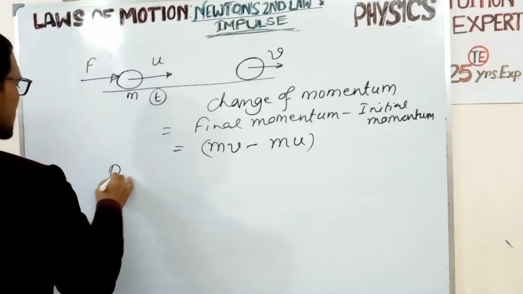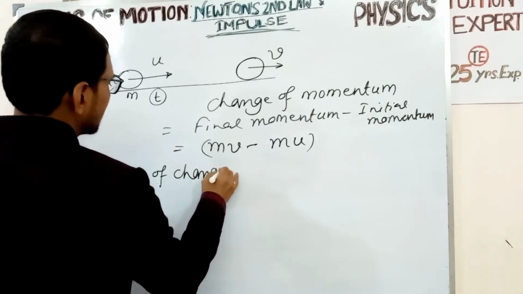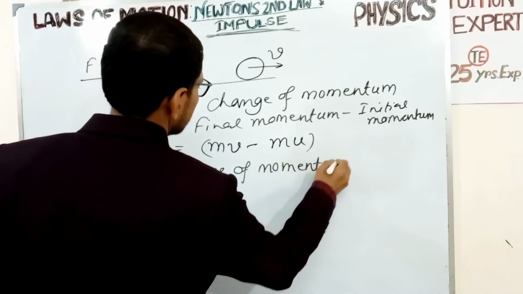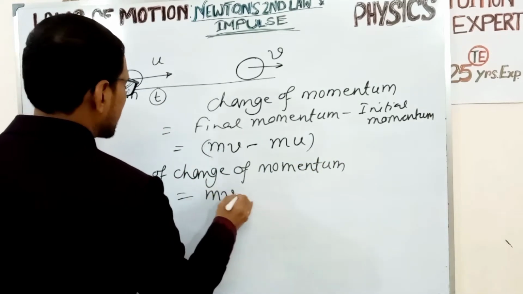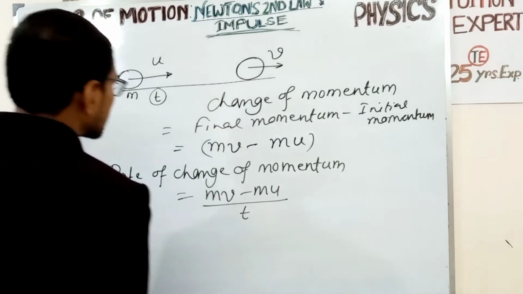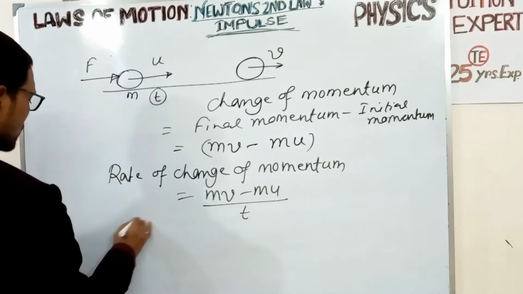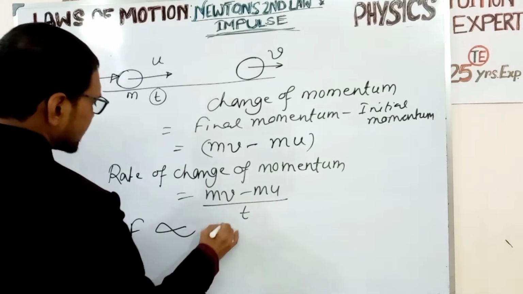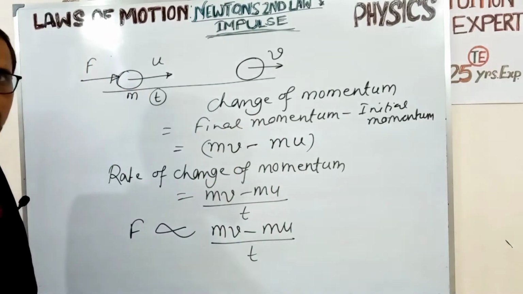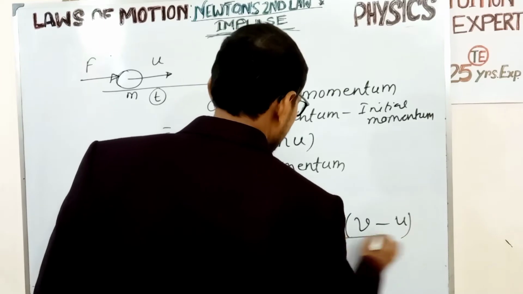So what is the rate of change of momentum? Rate of change of momentum equals (mv minus mu) by t. What is Newton's second law? The rate of change of momentum is proportional to force. Force is proportional to the rate of change of momentum. So this equals m into (v minus u) by t.